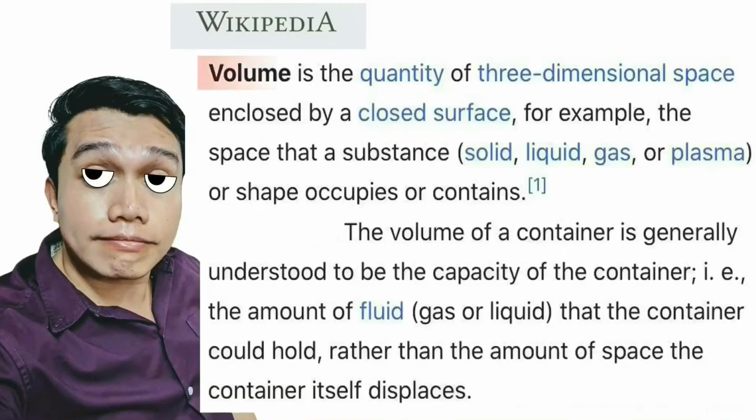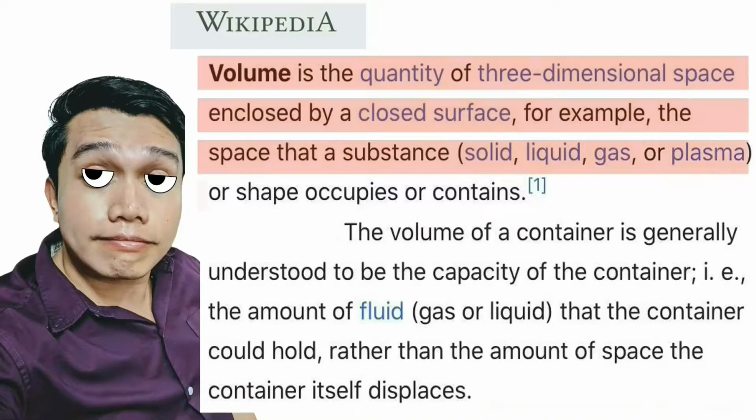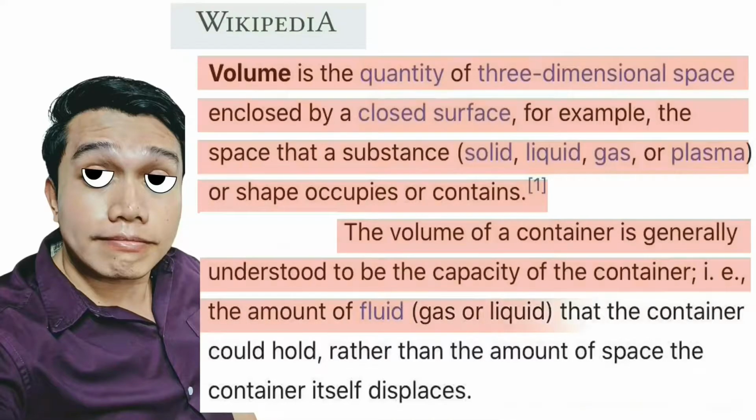Volume, or should I say volume as per Wikipedia, is a quantity of three-dimensional space enclosed by a closed surface. For example, the space that a substance, solid, liquid, gas, or plasma, or shape occupies or contains. The volume of a container is generally understood to be the capacity of the container, that is, the amount of fluid, say gas or liquid, the container could hold rather than the amount of space the container itself displaces unless specified.